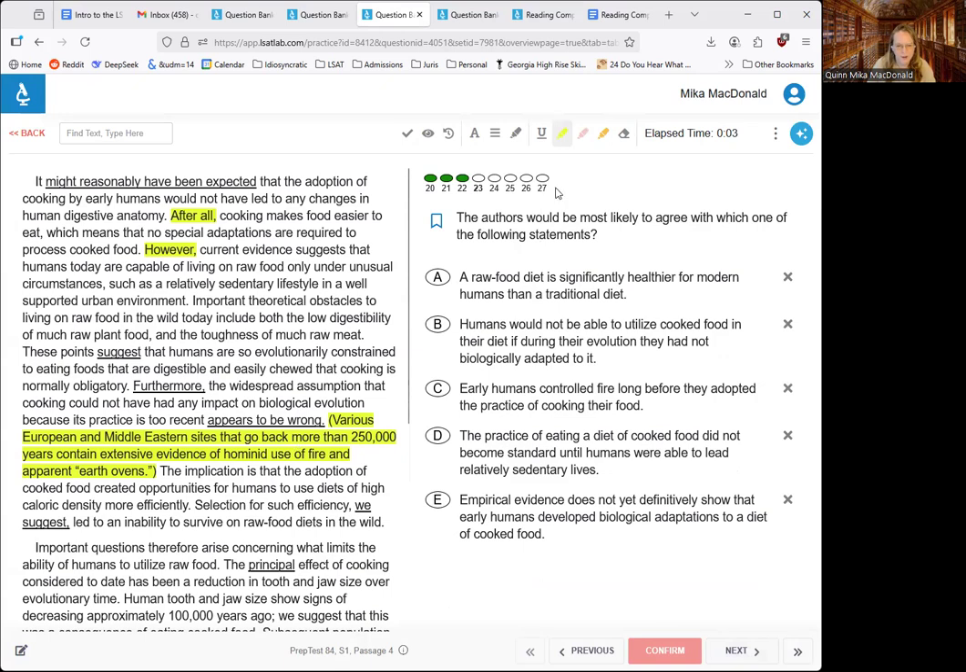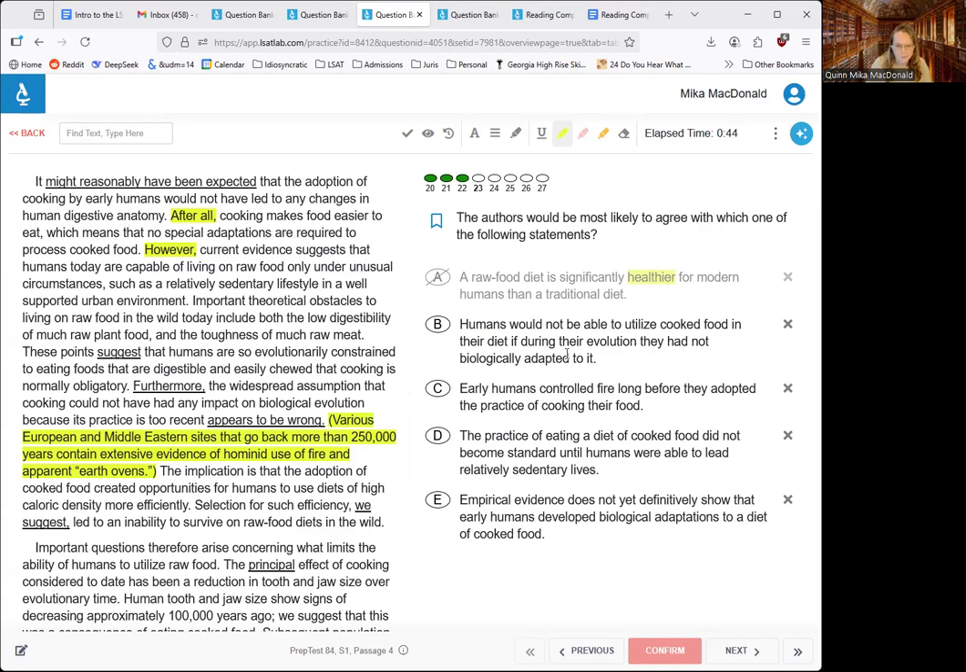All right, we have another author agreement. I'll just kind of walk through this one. So, healthier. I don't think that that's what the author has said. The author definitely thinks that we don't seem to be able to actually live on raw food alone. So I don't know about healthier. I can also tell you from reading the book that one of the author's main points is that vegans and vegetarians tend to have health problems, because it's hard to live off of raw food. So not A.